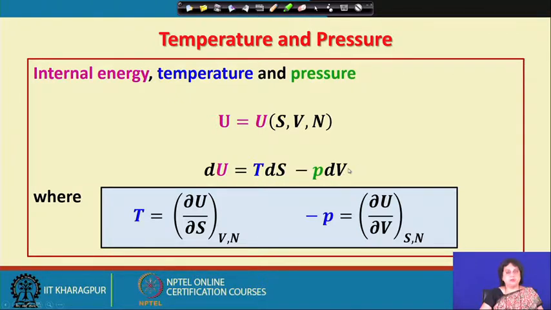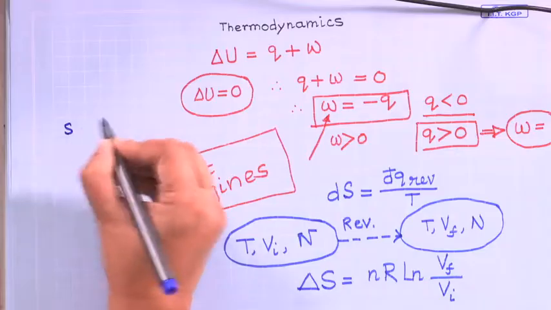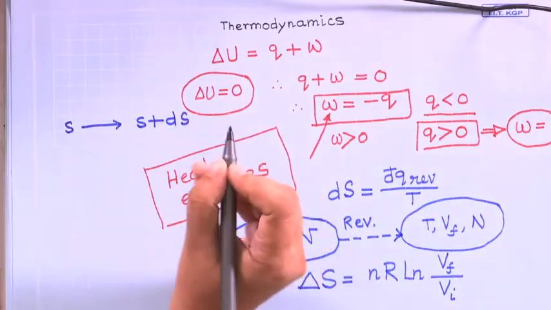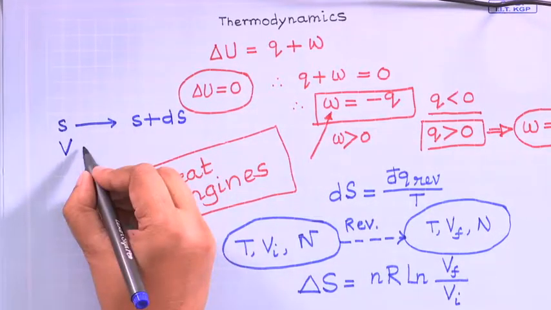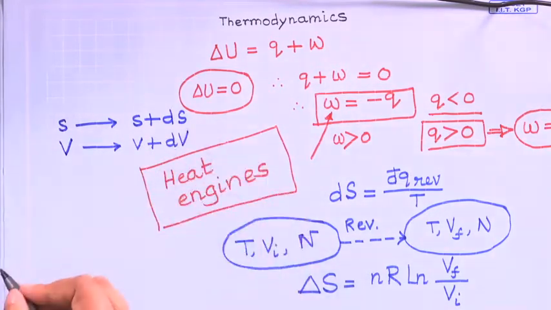So, what is it that I am doing here? I start from an equilibrium system which is characterized by a constant value of entropy, a constant value of volume and a constant number of particles. Now, I keep the number of particles same and I change the state of the system by allowing S to change from S to S plus dS. This is the change in entropy. V in the initial state acquires a new value V plus dV in the final state.